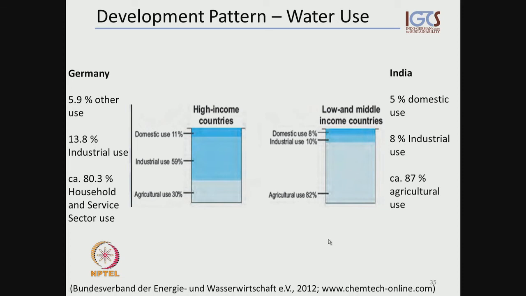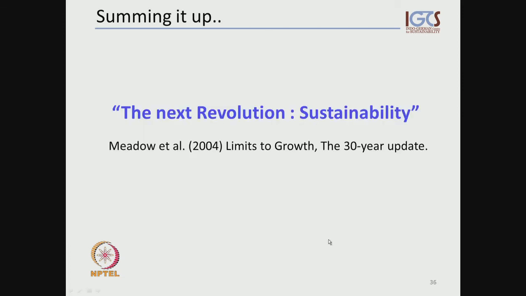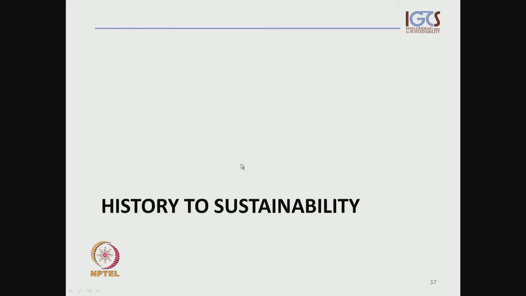Now, just summing up what we have been listening to from the beginning, a quite appropriate phrase is stated in Meadows et al., Limits to Growth: the next revolution would be sustainability. So it really requires a major change in systems, which we could call a revolution. Let's keep this in mind.